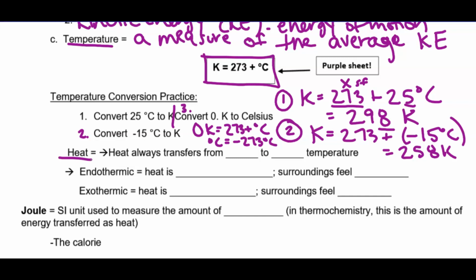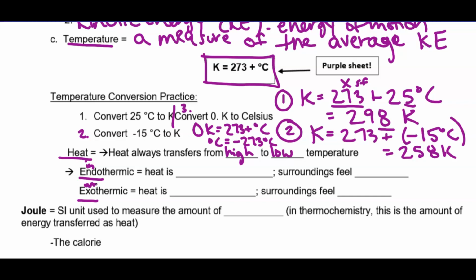Heat always transfers from the higher to the lower temperature. Okay? So it always goes from high to low, so from the hotter to the cooler, because cool really is just the absence of heat. These transfers we can describe as being either endo or exothermic. The prefix endo means in, the prefix exo means out.